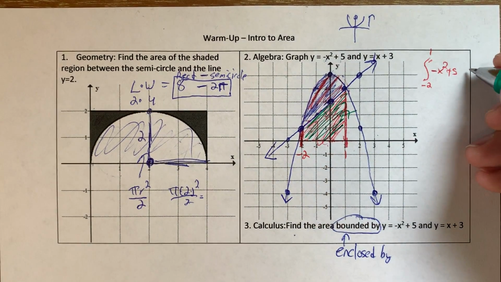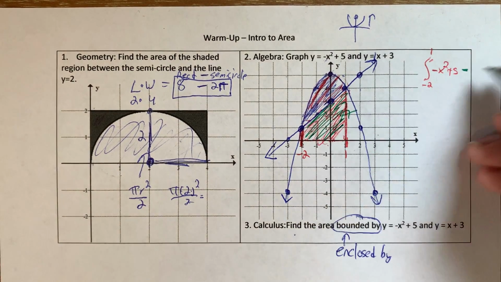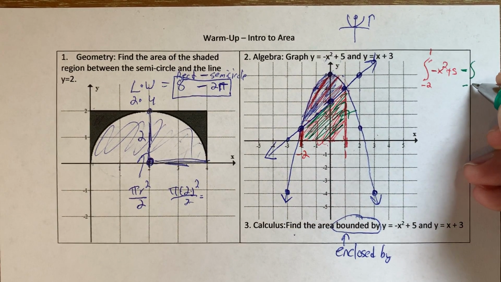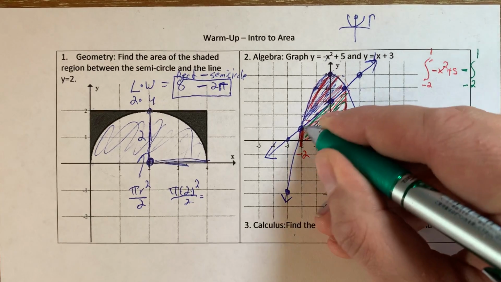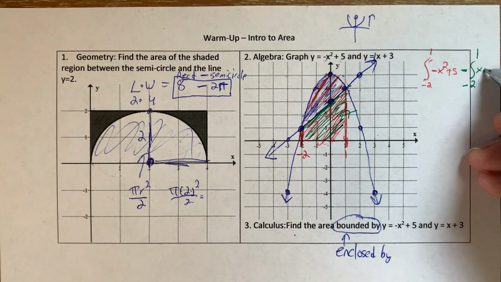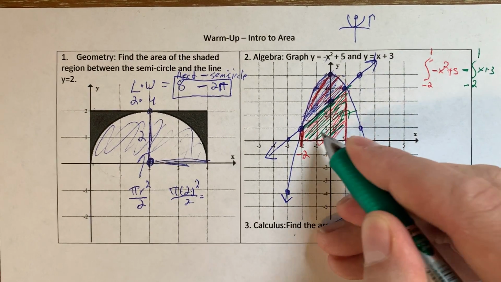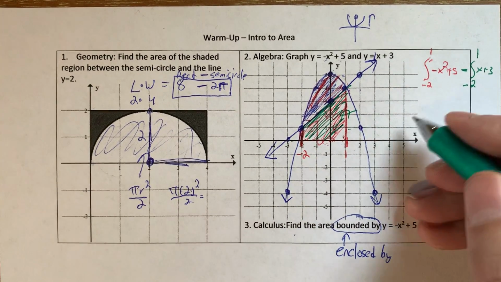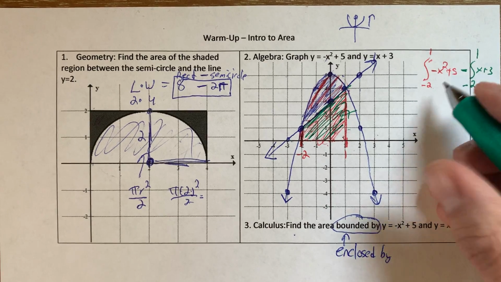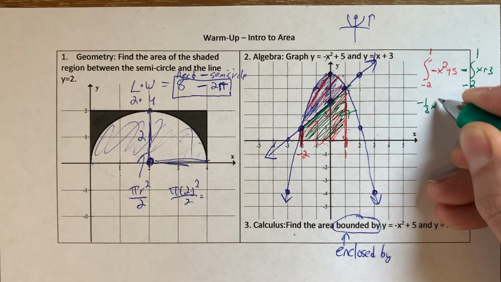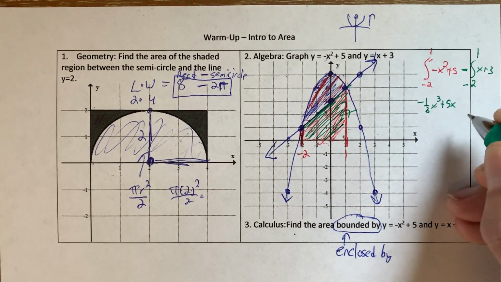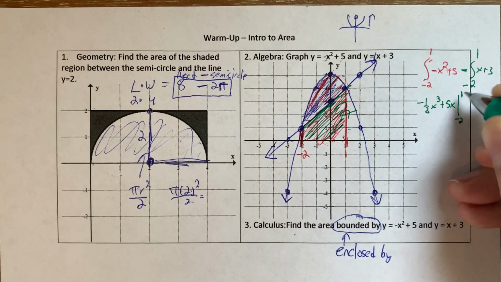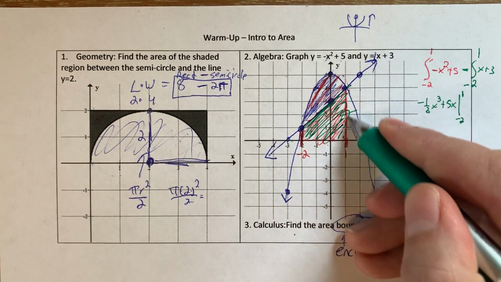And so just like before, we're going to subtract, and here we can do the integral from negative 2 to 1 of this line. This is x plus 3. Or you could just find the area. This is a trapezoid, so we could do the base. I'm going to actually do this rather than doing the antiderivative. Well, let's do the antiderivative here. This is negative 1/3 x cubed plus 5x from negative 2 to 1. So that's the area of this whole red one.